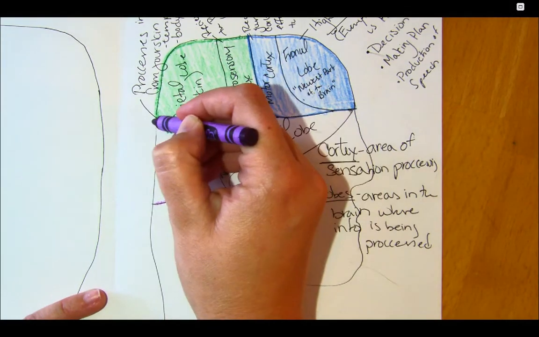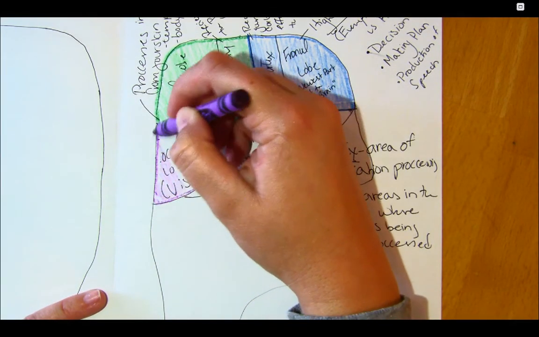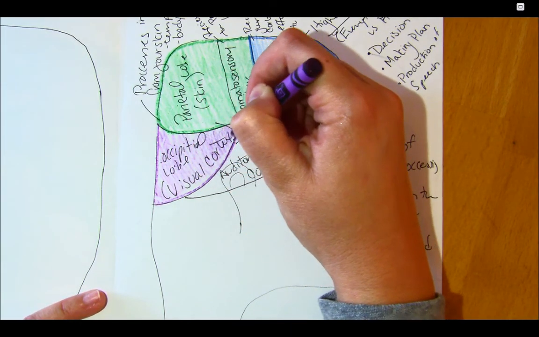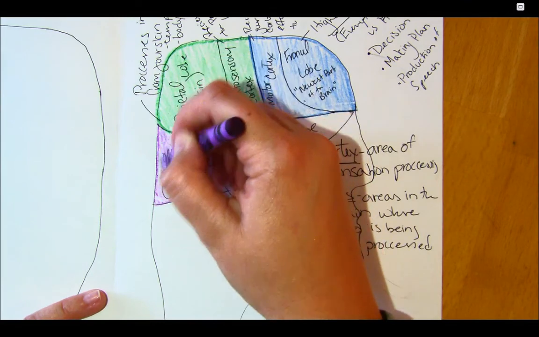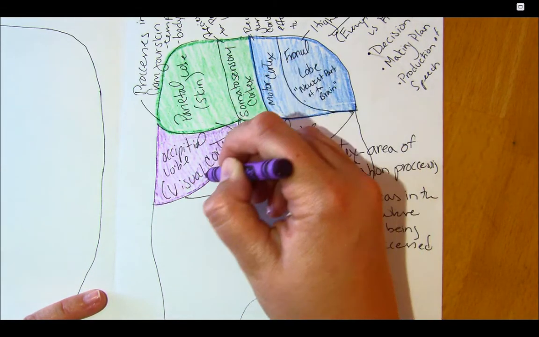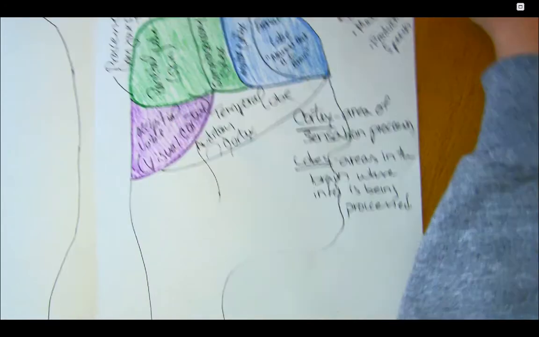Then you have your occipital lobe, and your occipital lobe for me is going to be purple. Your occipital lobe is going to hold your visual cortex, which means everything that you are seeing right now, all the colors, all that are being processed right here in the back of your head, which is why when you fall and hit the back of your head, you see stars.